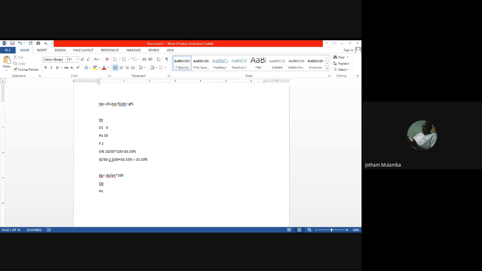So that will be how much? 10% of 10 shillings? Anybody who has the answer? One. That's one. So DP is one. Then we go to P naught. P naught is the price per share. So we'll go to the question to identify the price per share.